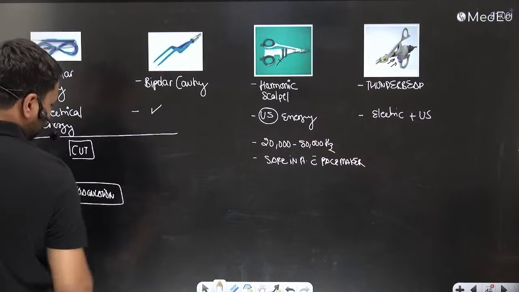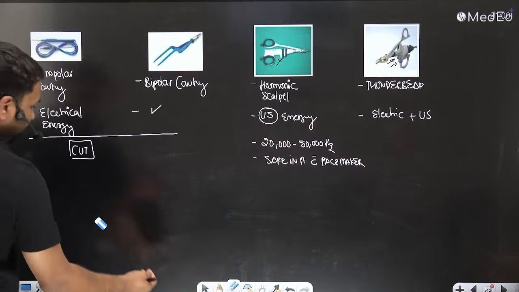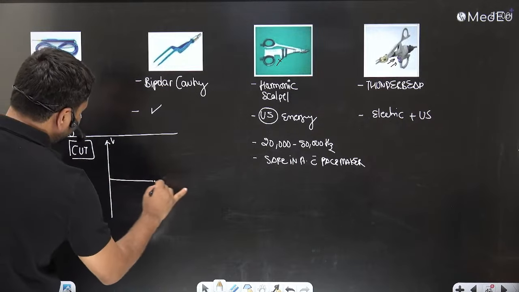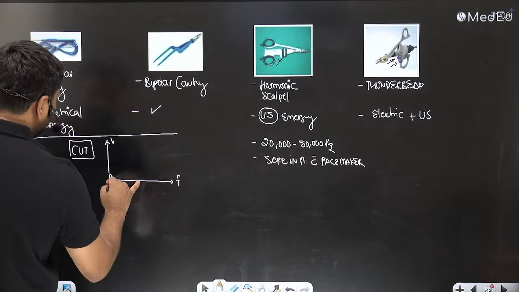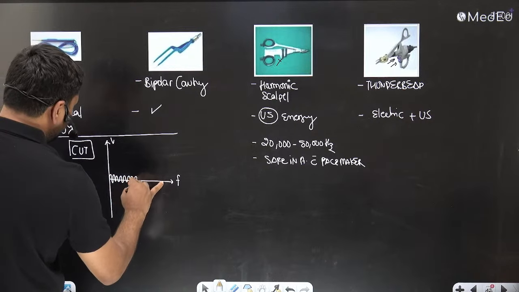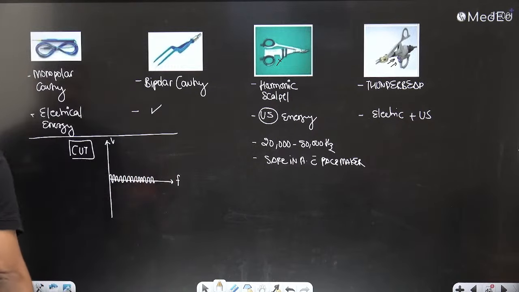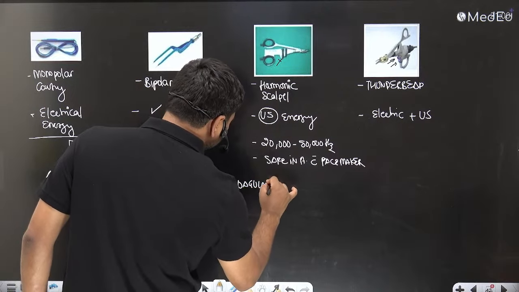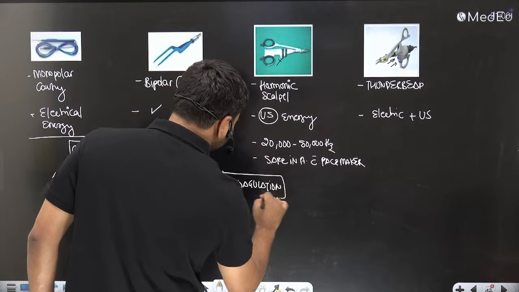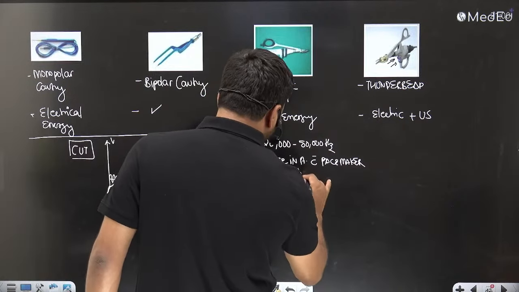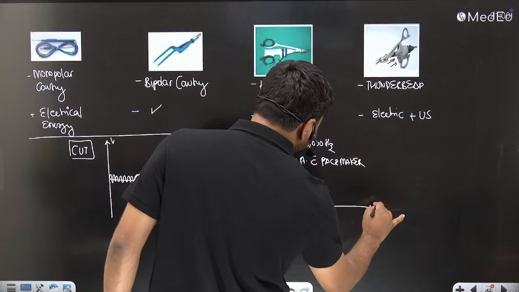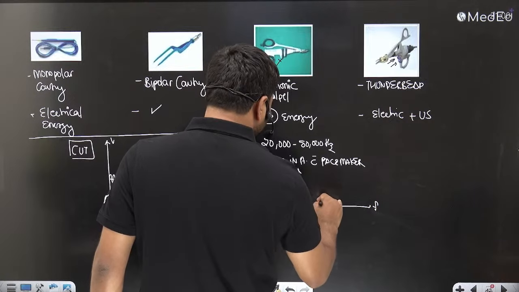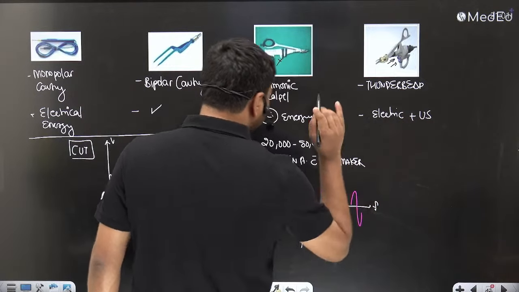Now, in the cut current, I'll take cut current first. In a cut current, you take voltage on the y-axis, frequency on the x-axis. In the cut current, it will have low voltage but high frequency, and this is your cut current. Whereas when you talk about coagulation, again, voltage on y-axis, frequency on x-axis, you will have high voltage but low frequency. This will coagulate, right?